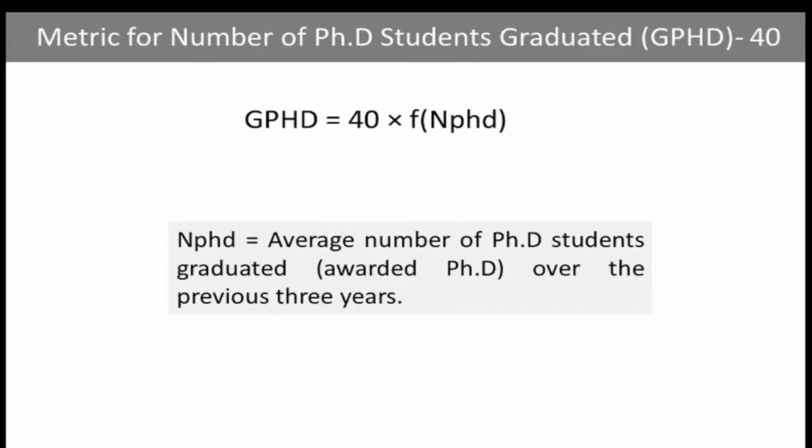Now the next metric is under the overall category, and it is the metric for number of PhD students graduated, and it carries 40 marks. This metric is not applicable to colleges. So you can see here the formula is very simple. GPhD is equal to 40 multiplied by a function of NPhD. And what is NPhD? NPhD is the average number of PhD students who have graduated over the previous 3 years. So this is self-explanatory. The more PhD students graduating from the institution, the more the score under this metric.